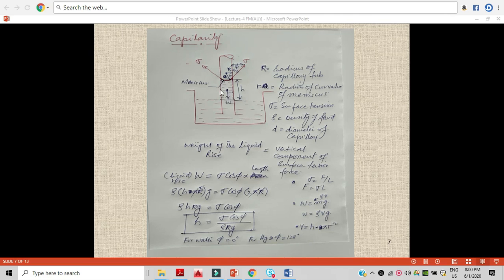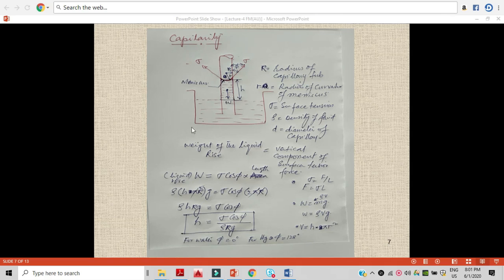The weight of the fluid is acting vertically downward, so only a component of this force will balance it. What is the component? That is sigma cos phi, multiplied by the length over which the surface tension acts. There is only one free surface, and the length where the surface tension force is acting is basically the circumference of the tube here. What is the circumference of the tube? It is 2 pi r. That means sigma cos phi multiplied by 2 pi r gives you the surface tension force.